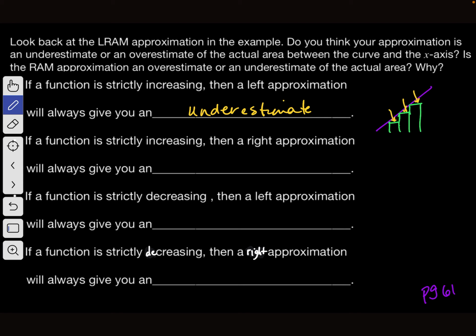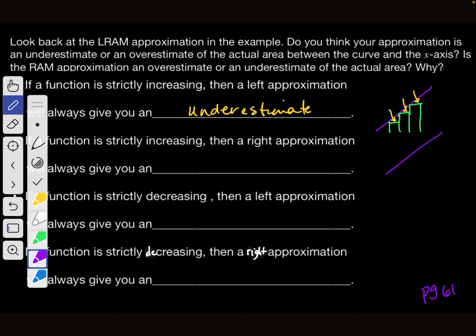Okay, so now if we have a function that is strictly increasing, then a right approximation, let's take a look at that. That means the rectangles are going to hit on the rightmost corner. And so we can see that we're going to have area above the curve right here, here, and here. And so this is an overestimate.